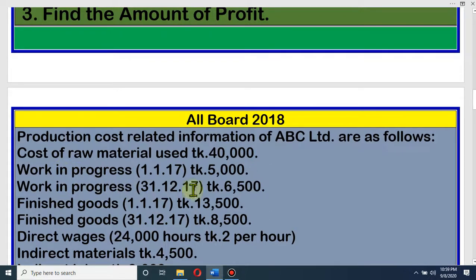Look at this is work in process, date 1/1/17, that means it is opening, and 31st December 2017, that means it is closing. We have to add opening one and we have to subtract closing one. Opening work in process. Dear student, you may ask what is work in progress. Dear student, you know that a production process will not finish at the end of the year. It is a continuous process. We are making a shirt, dear student.